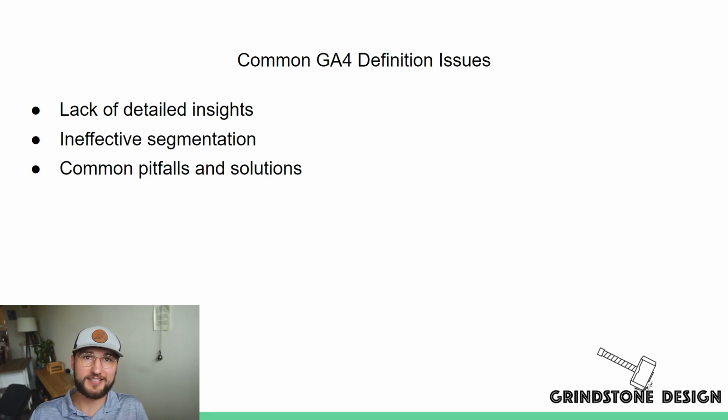They're lacking those detailed insights and filtering and sorting through their data, which is causing some pretty ineffective segmentation. So they're not able to separate those audiences into the proper groups to really get an idea of what's going on there. Some common pitfalls that we see are overcomplicating things, tracking things that don't need to be tracked, and not focusing on those core events.